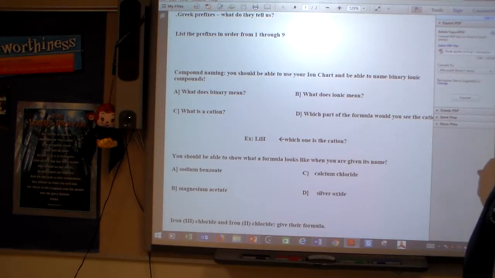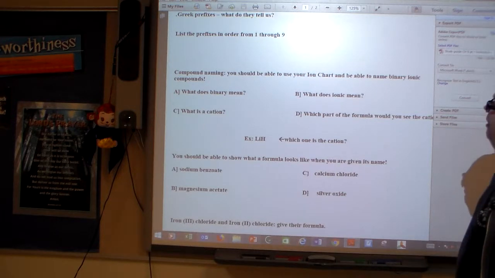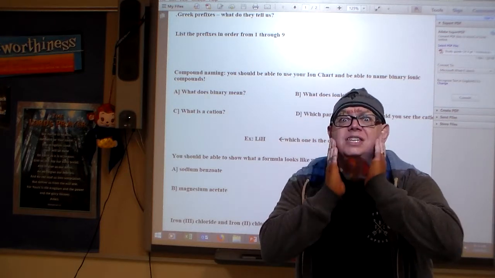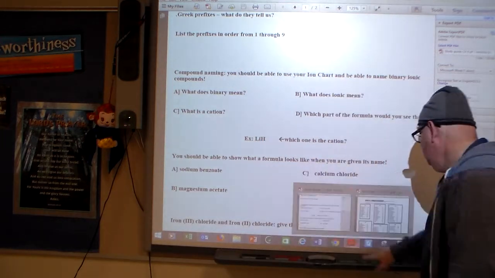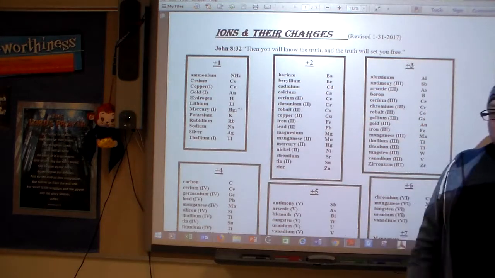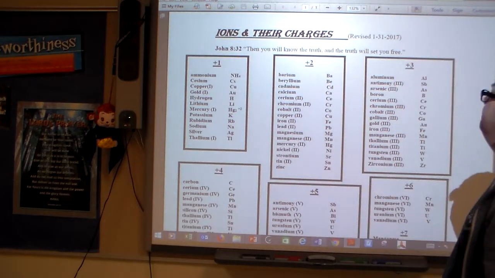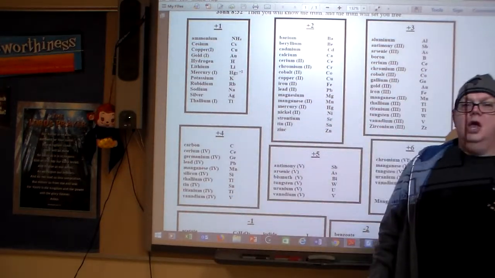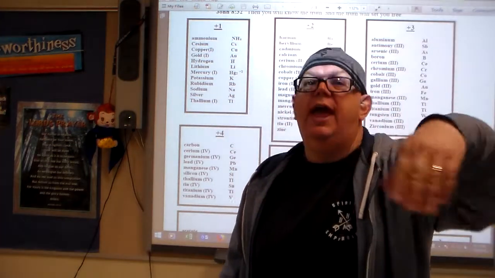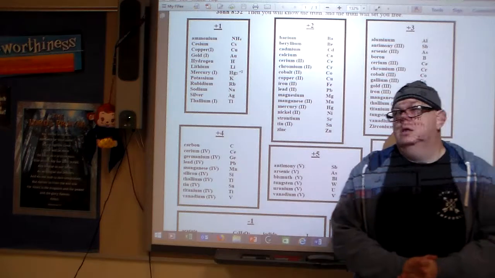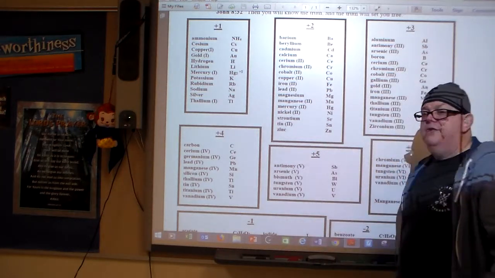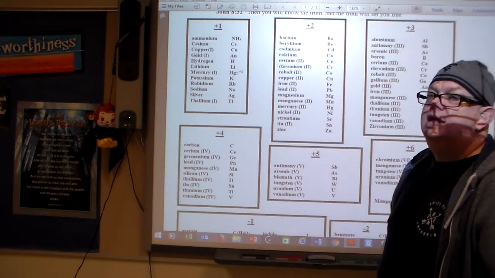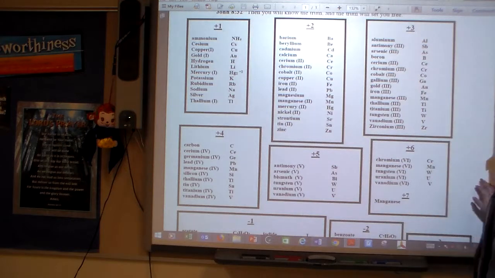Compound naming. You should be able to use your ion chart and be able to name binary ionic compounds. Wait! What's the ion chart? This is your ion chart. So let's take a fast trip around there, okay? On the top, you have your positively charged ions, your cations, right? Because if an atom loses its electron, it's positive. Okay, I cover all my bases.